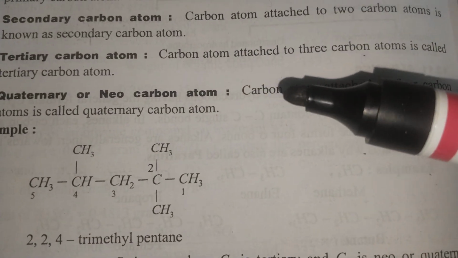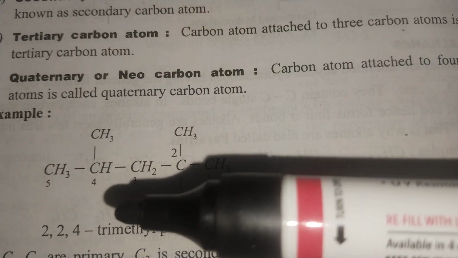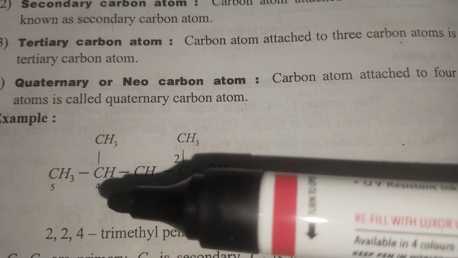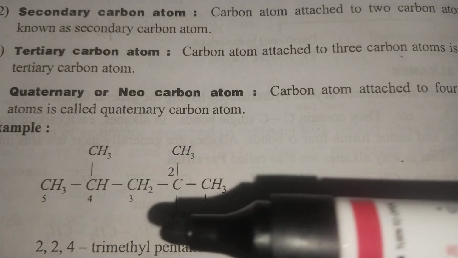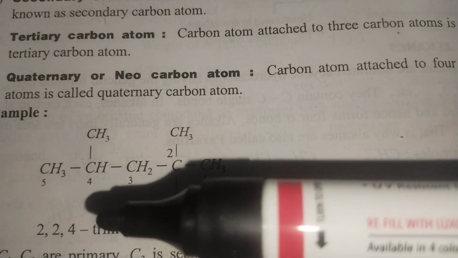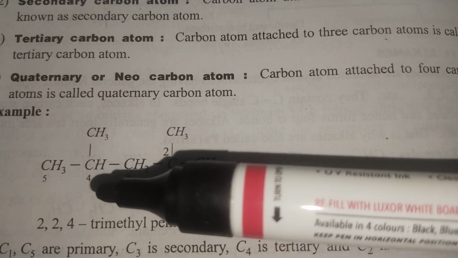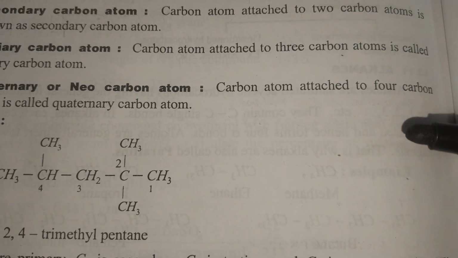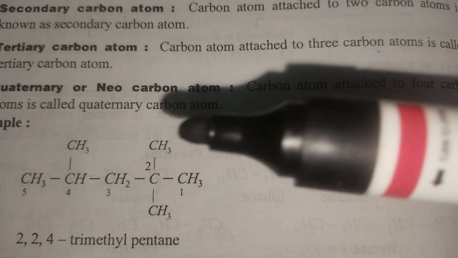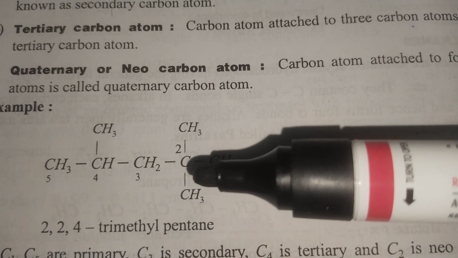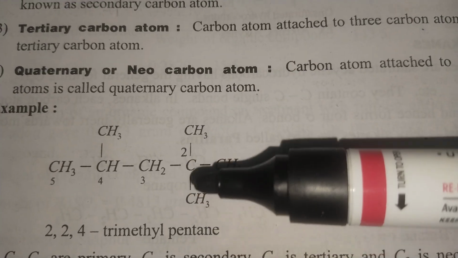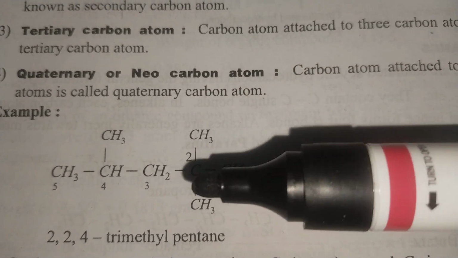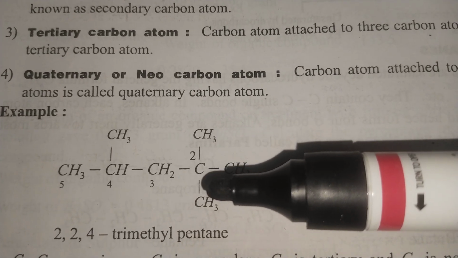Again, a tertiary carbon atom: a carbon atom attached to 3 carbon atoms is called a tertiary carbon atom. If you see this fourth position carbon, it is attached to 3 carbons, so it is called a tertiary carbon atom. I can say the fourth position carbon belongs to tertiary. Again, quaternary or neocarbon atom: a carbon atom attached to 4 carbon atoms is called a quaternary carbon atom. The second position carbon is attached to 4 carbon atoms, so I can say the second position carbon belongs to quaternary or neocarbon atom.